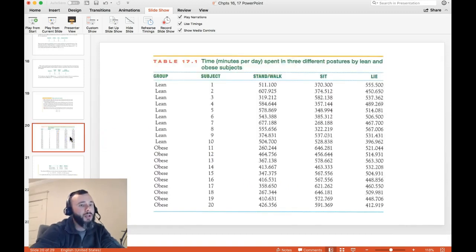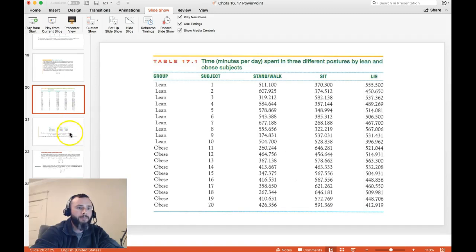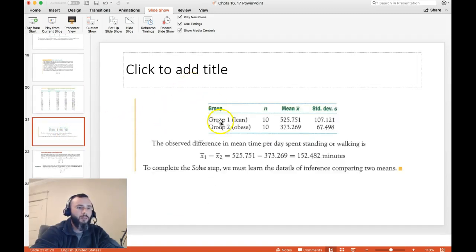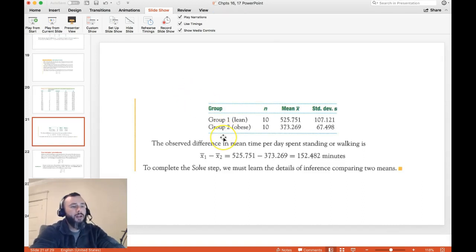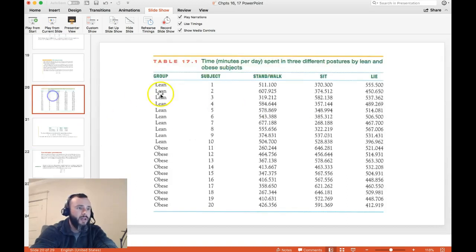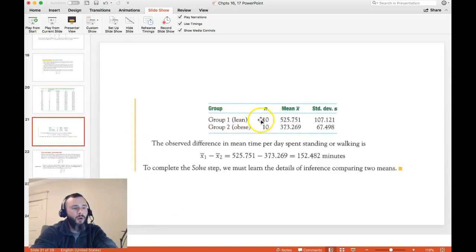Here again is the table of all of the data representing minutes in a day. And then here is how we calculate N, and notice we have 10 lean N's and 10 obese N's right there. Okay, so here's group 1, which is lean. We have N of 10, and we calculate the mean and the standard deviation. We do the same thing for group 2. The observed difference in mean time per day spent standing or walking is x1 bar minus x2 bar, which is 152. Now notice here that our original hypothesis test was that mu1 would be greater than mu2, and so this is kind of lining up with that.